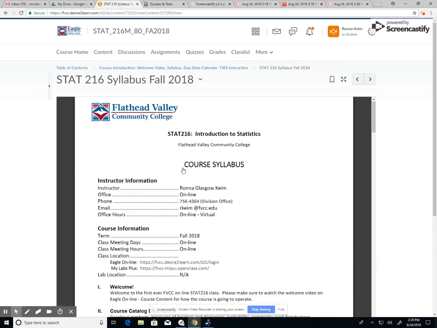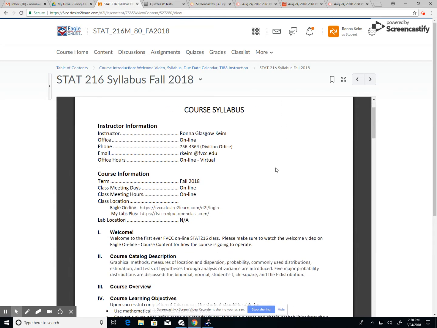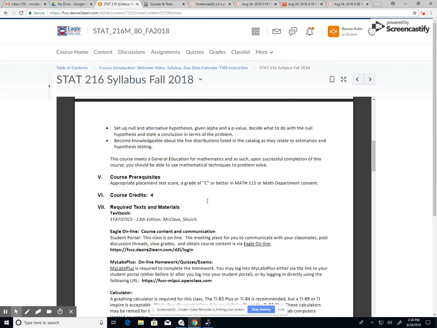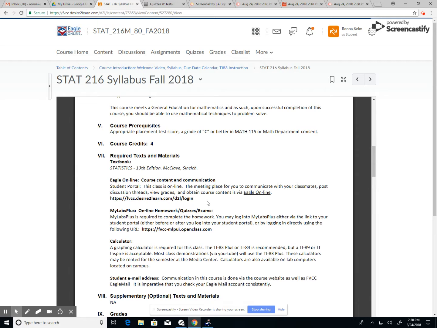All of your syllabi for FECC should look very, very similar. We have a template that we are all required to use as instructors. Let's get down to the nitty-gritty here. Required text and materials. Here's a textbook. They have it in the bookstore. Again, Eagle Online and MyLabsPlus is where we're going to be conducting the course.